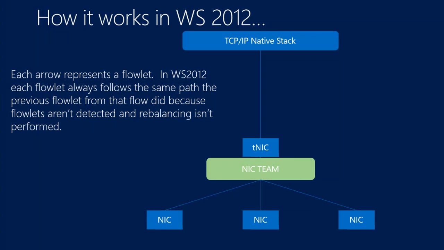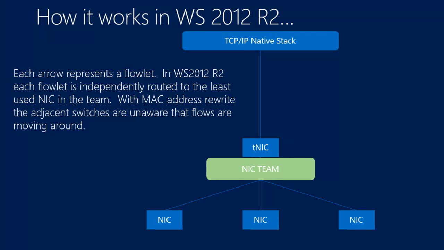So this is a picture of how it worked in 2012. If you follow any particular color, you'll see it always goes to the same NIC. In 2012 R2, you can follow a color, and you'll see it gets redistributed across the different ones.